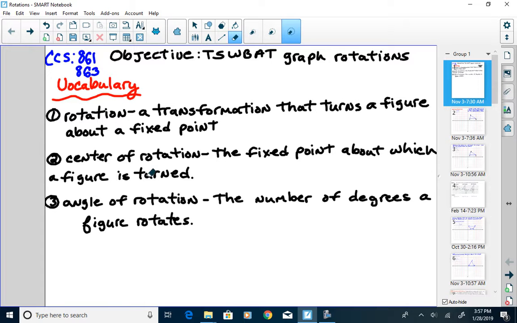The center of rotation is the fixed point about which a figure is turned, and once again we'll be using the origin as our center of rotation. The angle of rotation is the number of degrees that a figure rotates.